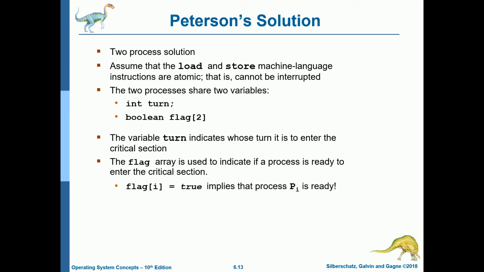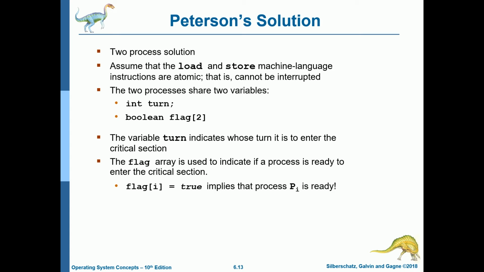A very classic solution to the critical section problem is called the Peterson solution. Now we restrict this to two processes that alternate execution between their critical sections and their remainder sections. The solution requires that two processes share two data items, one called turn and another called flag. The variable turn indicates whose turn it is to enter the critical section.